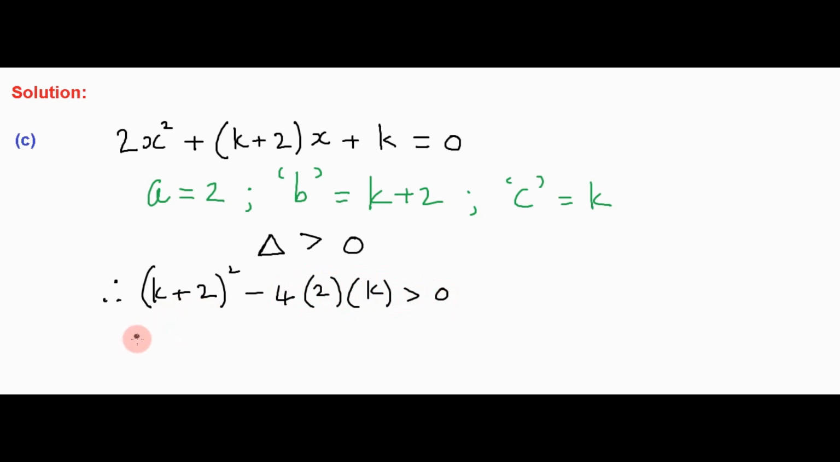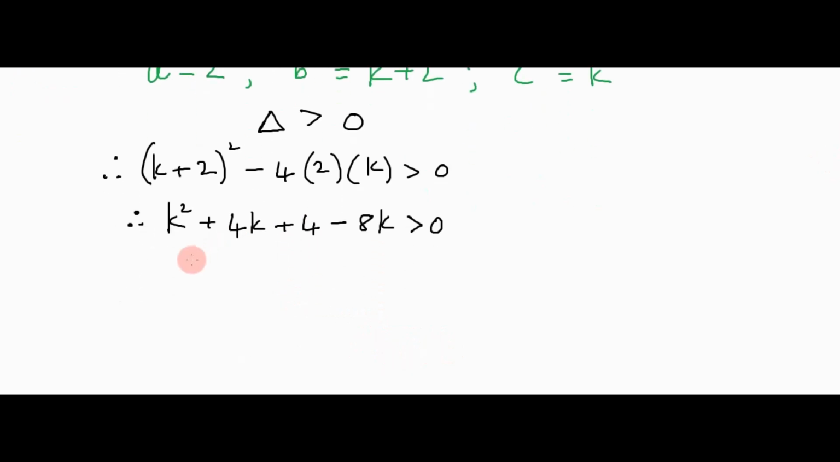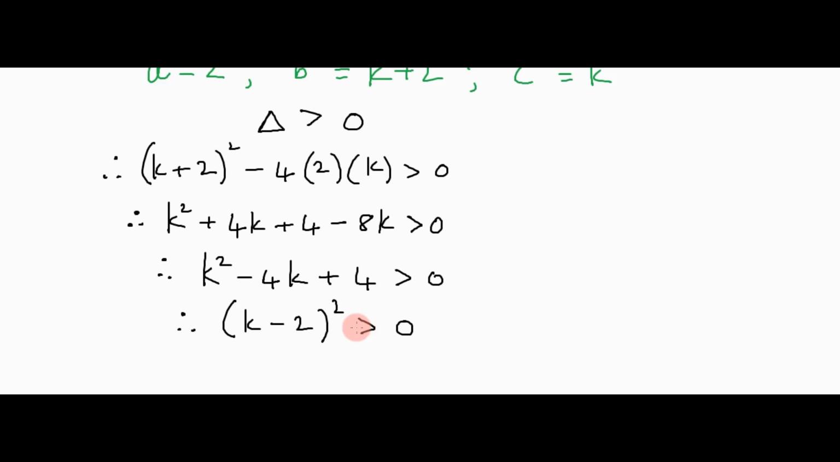We can square out here. We can also multiply out here. And now we can add like terms. So 4k less 8k is negative 4k. Once again, we have a quadratic inequality, and this also happens to be a perfect square. So when we factorize this, it's going to be (k minus 2) all squared greater than 0. We need to solve for k in this inequality.